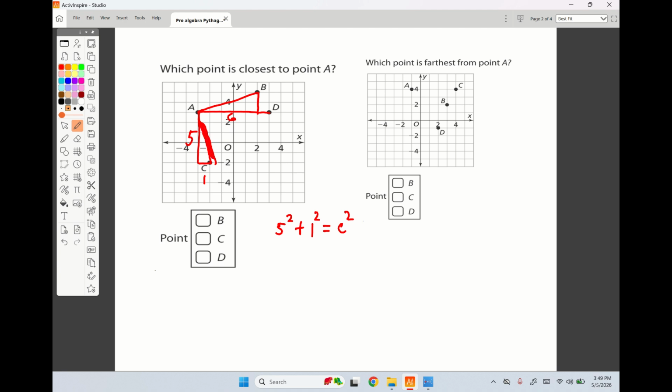So now let's find the distance to B over here. To find that distance, you have to go from here to here where B is, which is not 6, it's 5. And then it's only 2 boxes as the other leg. So 5 squared plus 2 squared equals c squared. This time is 25 plus 4, which is 29, and you square root at the end. So this one gives you 5.4. So now we see that the smallest one is from A to C.